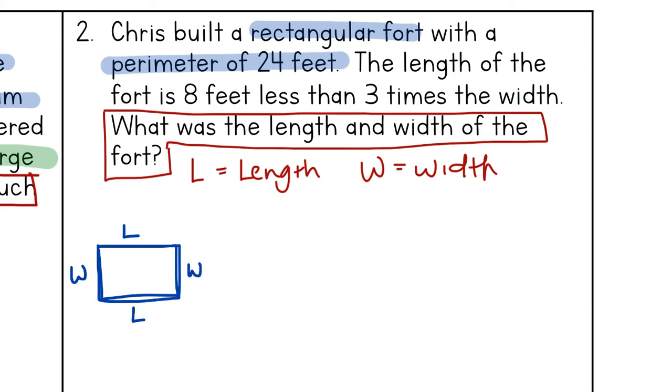So to make it easier, I would just say there's two lengths plus two of the widths, and altogether they told us that it's 24 feet. So that's our first equation.